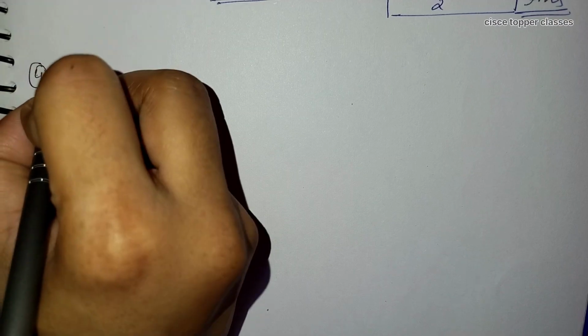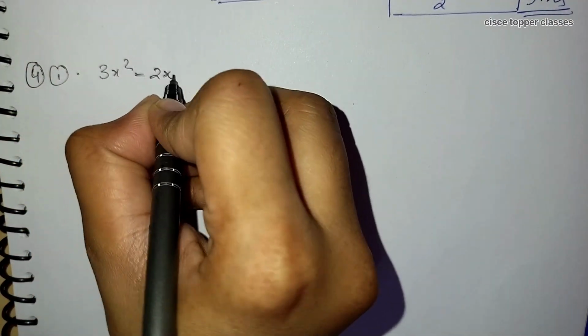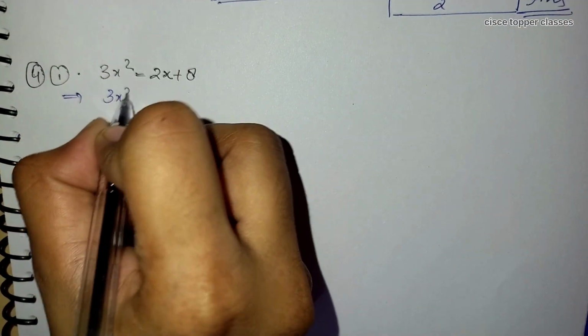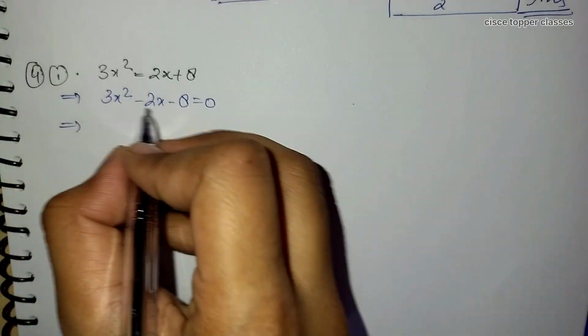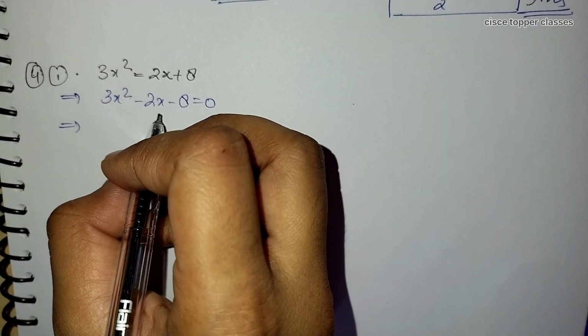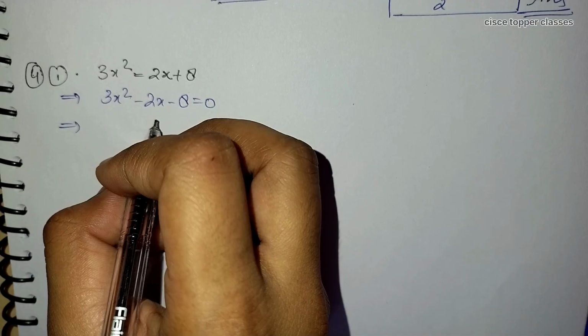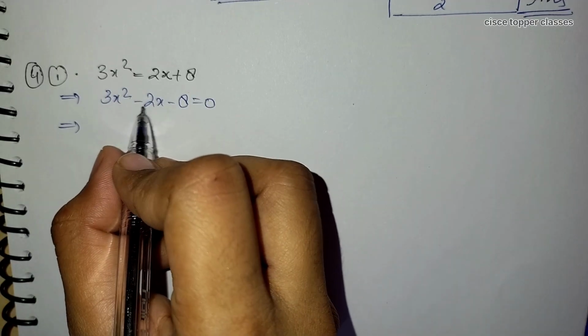Now the first part here is 3x² = 2x + 8. So simply we can write this as 3x² − 2x − 8 = 0. On multiplying, we will get 24. So we need numbers which on multiplying give 24, and on subtracting give −2.